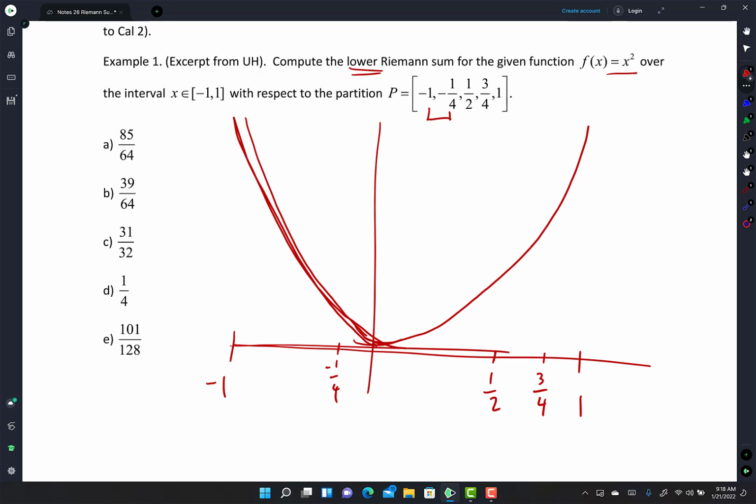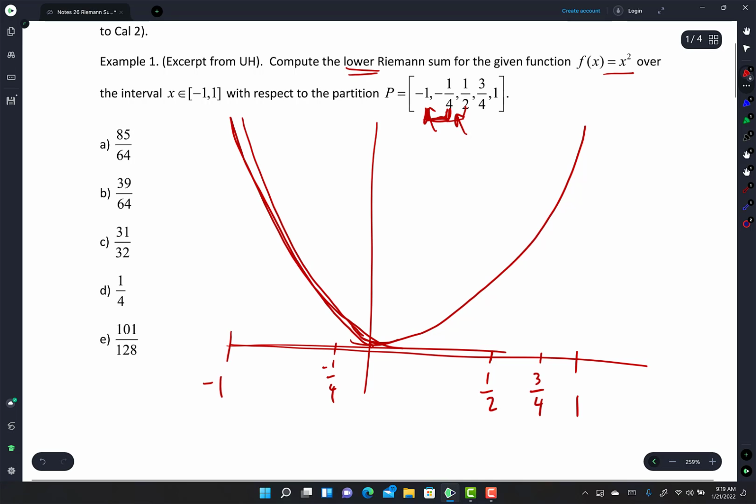It says with respect to the partition, and they tell me where my partitions are at. So the width of the first rectangle is 3/4. The width of the second rectangle is 1/2 plus 1/4, whatever that is, 3/4. The width of the third rectangle is between 1/2 and 3/4, so that's 1/4. And then the final one is 1/4. Okay. So here we go.